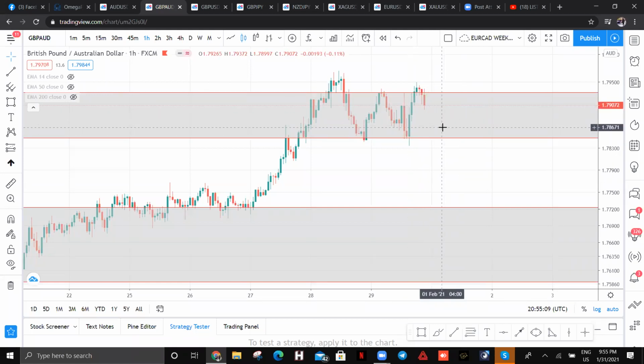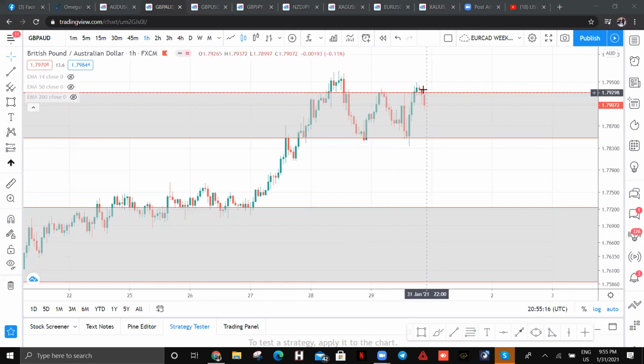So what if you were in my shoes and you saw this kind of chart? What are you going to do? Enter a sell or a buy? Or you wait for price to do what? Give you more confirmation before you do take a buy.